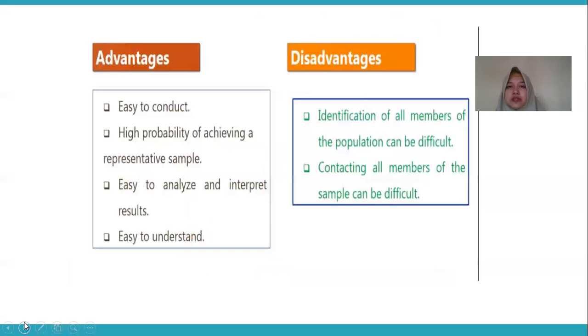The advantages of using this technique are that it is easy to conduct, has a high probability of achieving a representative sample, is easy to analyze and interpret results, and is easy to understand. On the other hand, there are some disadvantages to this technique. Identification of all members of the population can be difficult. Contacting all members of the sample can be difficult.